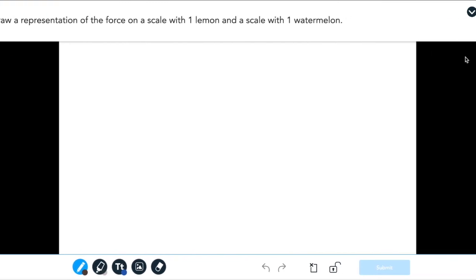All right. Alrighty, folks. So let's go ahead. We talked about that scale. I want you to take a moment to just practice this. Draw it out here, or you can draw it in your notes if you want to. Draw the representation of force on a scale with 1 lemon on it versus a scale with 1 watermelon on it, and use that arrow to show the amount of force. That'll help you represent force well.